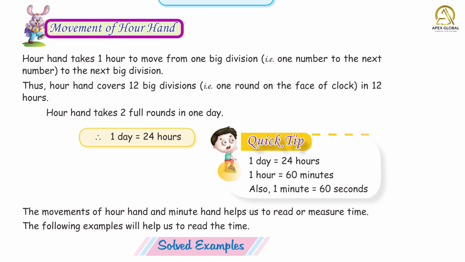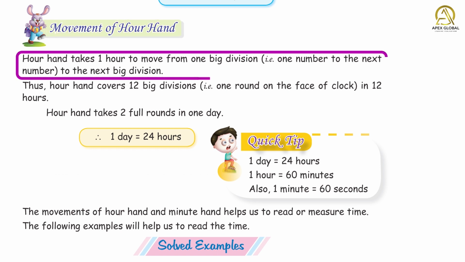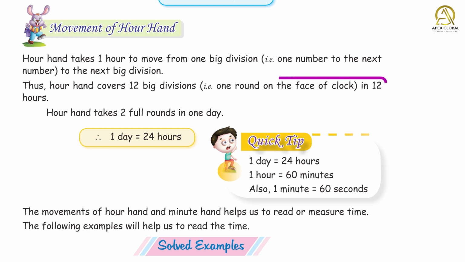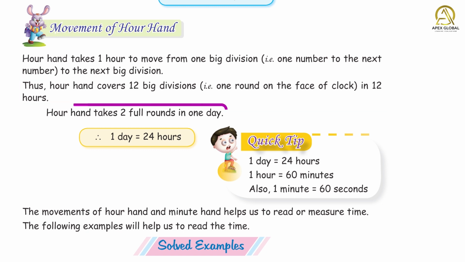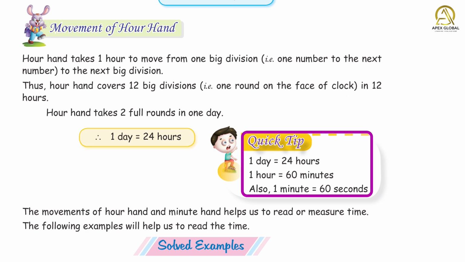Movement of the hour hand: the hour hand takes 1 hour to move from one big division, one number, to the next big division. Thus, the hour hand covers 12 big divisions, one round on the face of the clock, in 12 hours. The hour hand takes 2 full rounds in a day. 1 day equals 24 hours. Quick tip: 1 day equals 24 hours, 1 hour equals 60 minutes, and 1 minute equals 60 seconds.